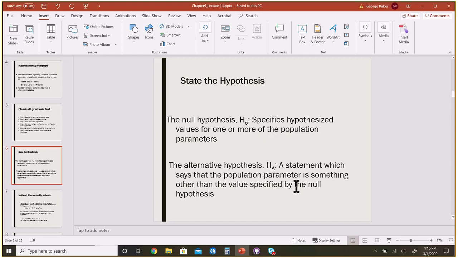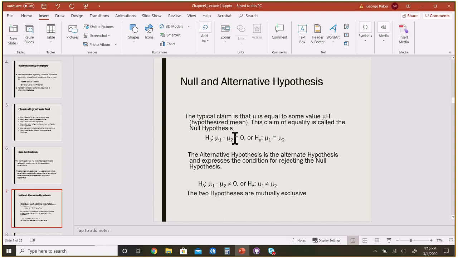And then the alternative hypothesis is always something that the population parameter is something other than the value specified by the null hypothesis. Typically, it's greater than or less than. Okay? So we're either saying the null hypothesis says that some parameter is equal to it, or that for two samples the difference is 0, and then the alternative is they either don't equal 0, they don't equal each other, or they are greater than or less than.